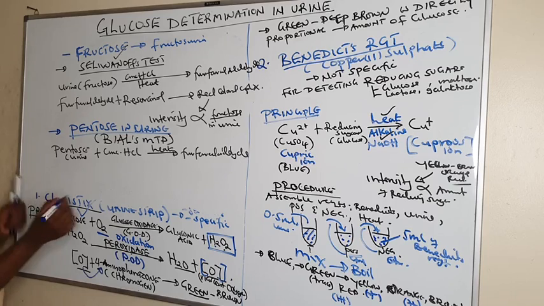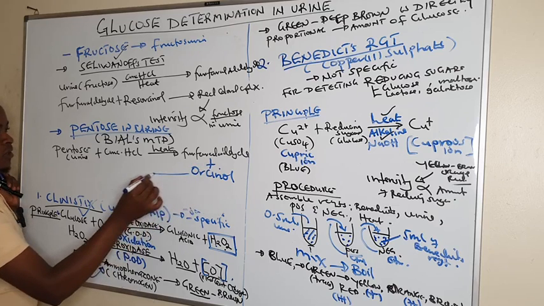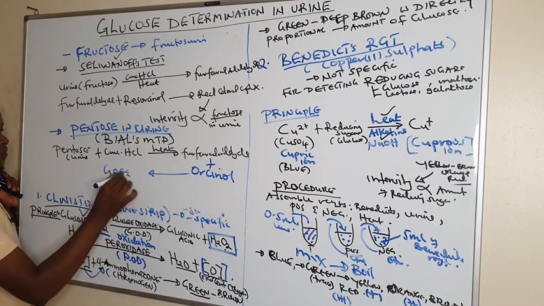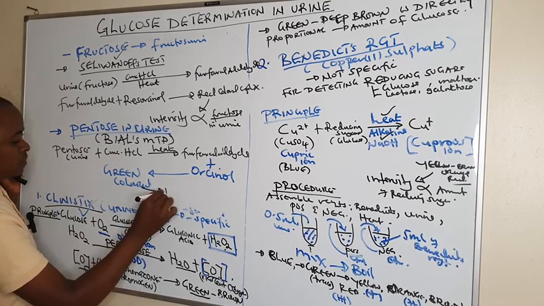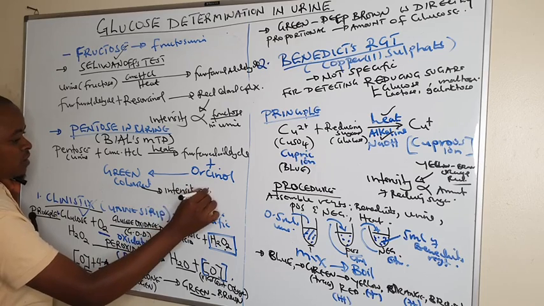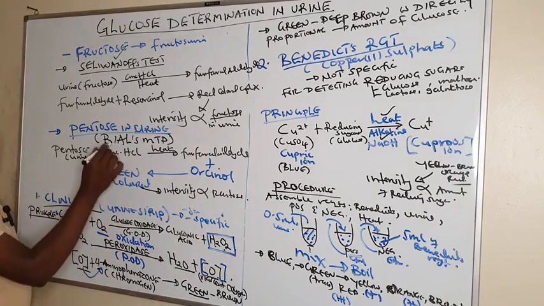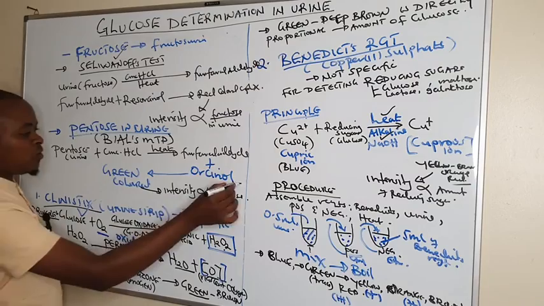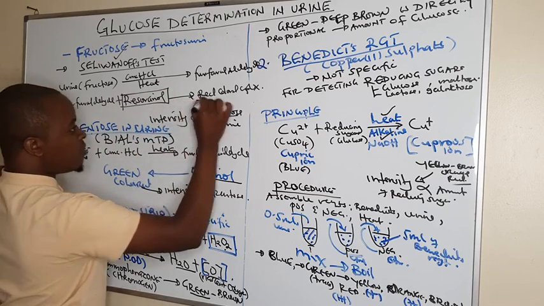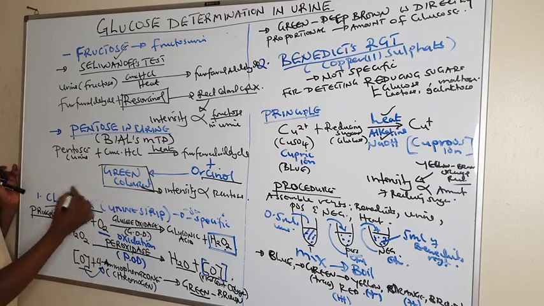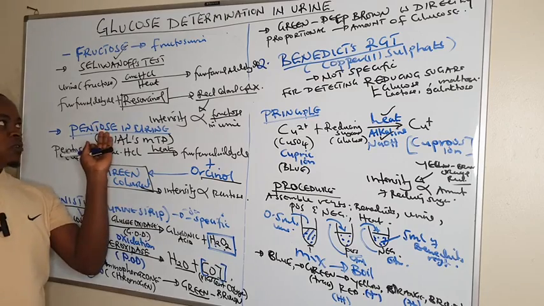And this aldehyde formed reacts with orcinol. When we react it with orcinol, we form a green colored complex. The more pentose in urine, the more green color is formed, so the intensity of the green color is directly proportional to the amount of pentose in urine. Remember, here we are using orcinol, while in Seliwanoff's we use resorcinol. That is one difference. Another difference is that here we form a green colored complex, while in Seliwanoff's we form a red colored complex. So don't forget that.